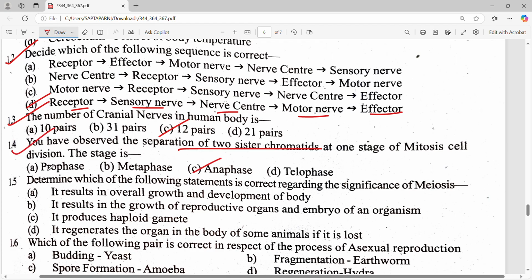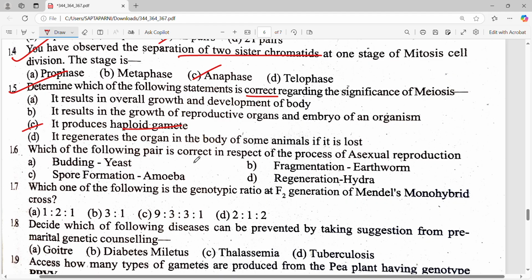Then determine which of the following statements is correct regarding the significance of meiosis. See here, the correct statement would be that it produces haploid gametes. Next, which of the following pairs is correct with respect to the process of asexual reproduction? The first option is correct. Budding is seen in yeast. Which one of the following is the genotypic ratio of the F2 generation in Mendel's monohybrid cross? It is 1:2:1.